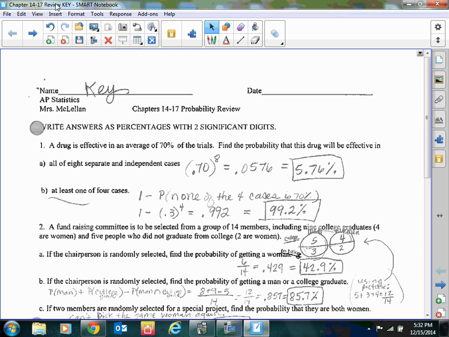14 through 17, and I'm just going to do the problems that I had assigned to you today in class, which was a shortened amount. You can look at the key here and look at the rest, and then ask me in class tomorrow if you want to know the answers to the other part.